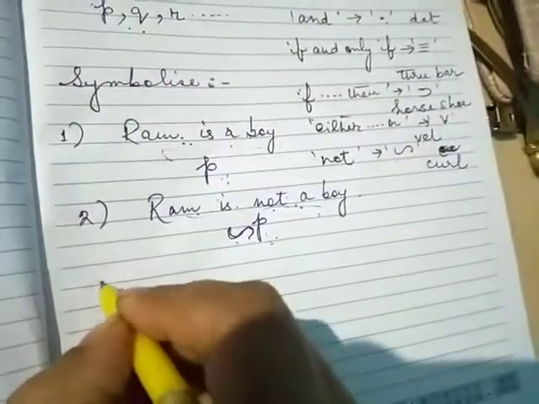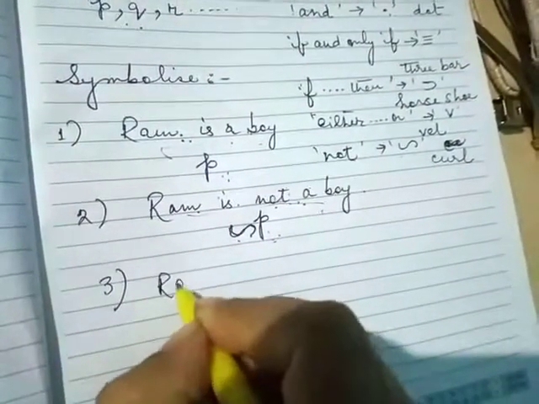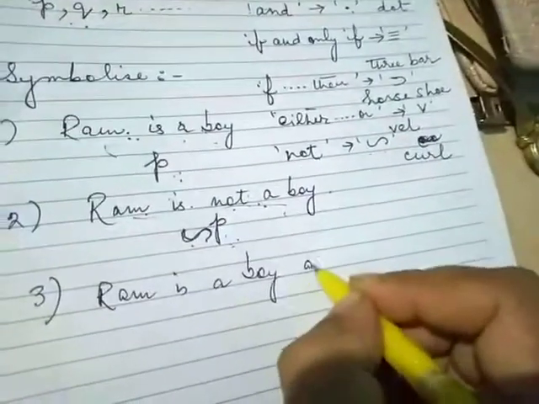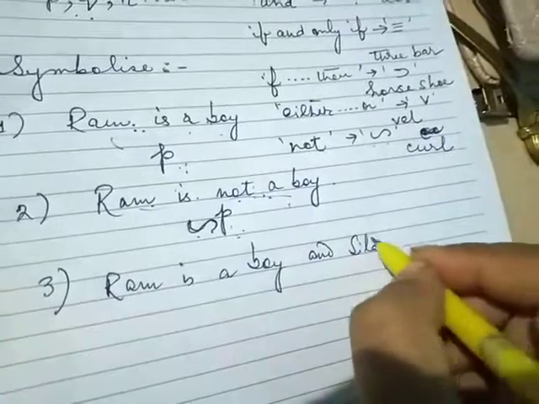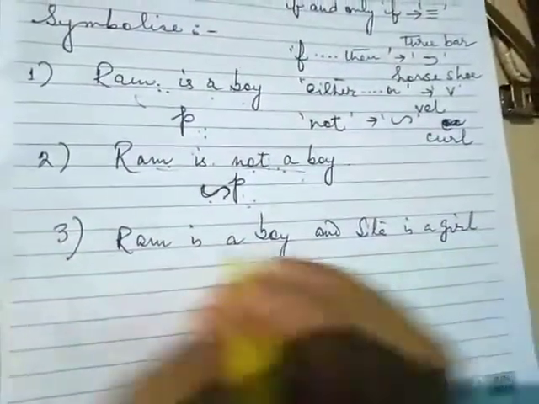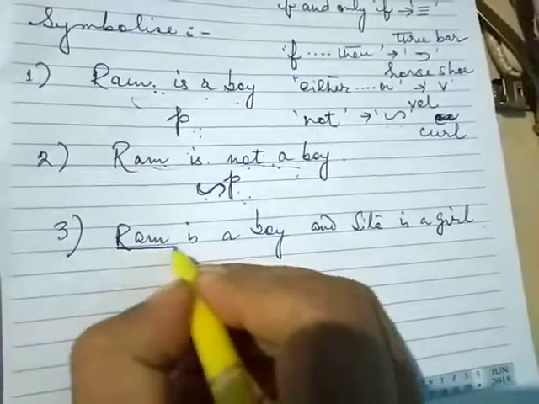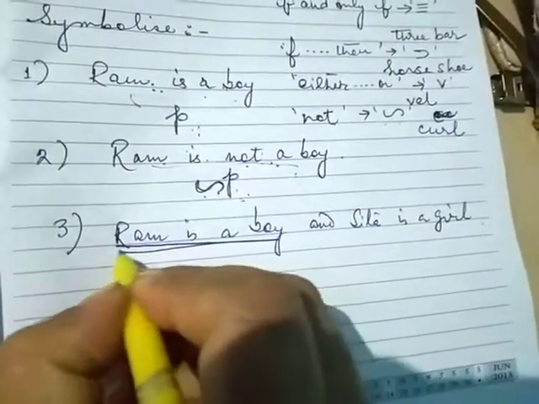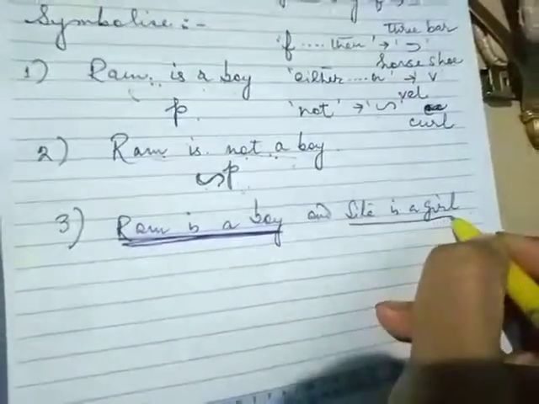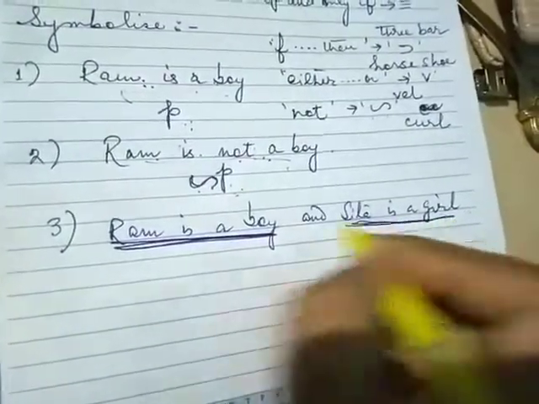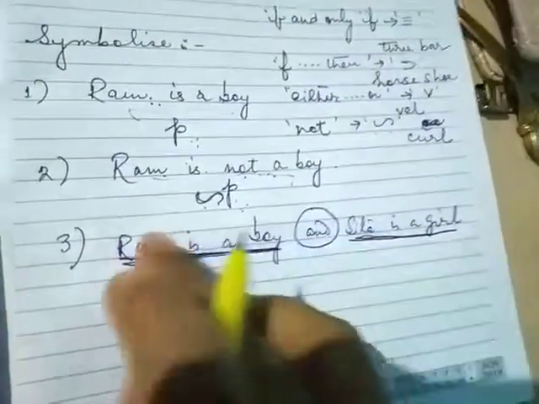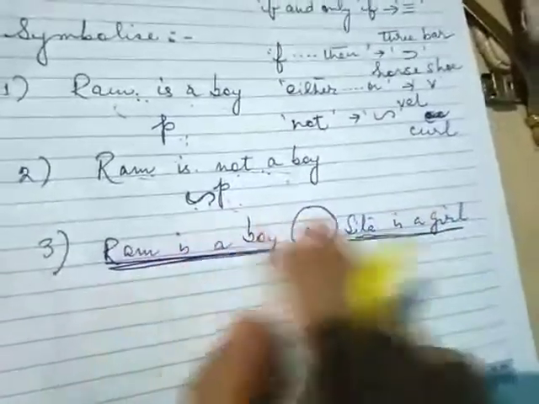Okay, now coming on to the next one, if I write in this way, Ram is a boy and Sita is a girl. Then there are two sentences now, two propositions. We have gone through the compound proposition. That is, if we use more than one proposition, it is called compound. And with this conjunction, we have made this proposition a compound proposition.